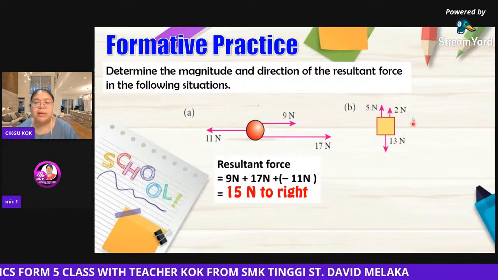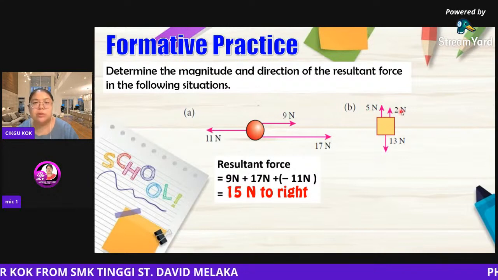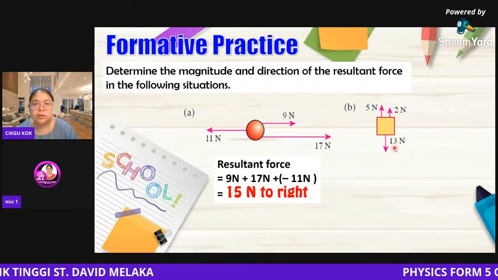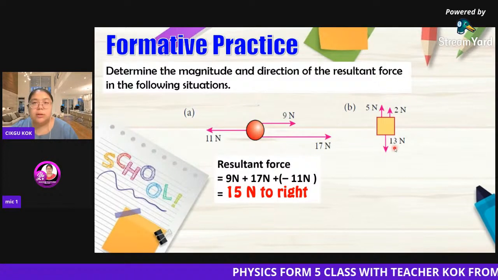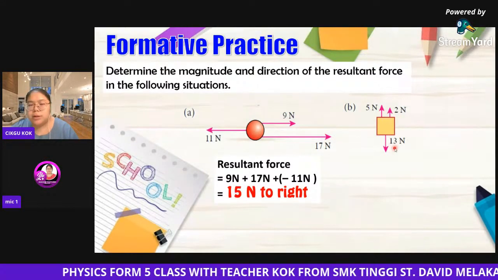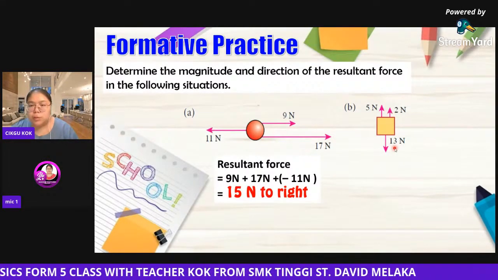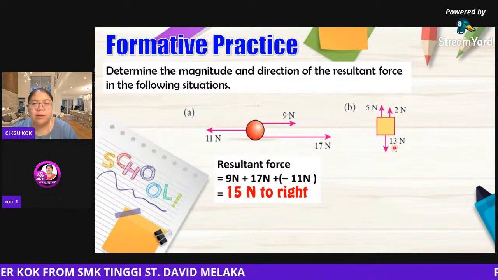Okay, now it's up and down. A box is pulled by 5 Newton and 2 Newton up, then 13 Newton goes down. So what's your answer? Just show me whether it is downwards or upwards, then give me the magnitude also. Remember, you must have the direction.